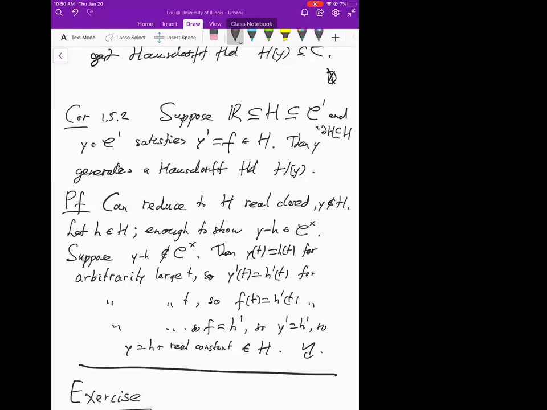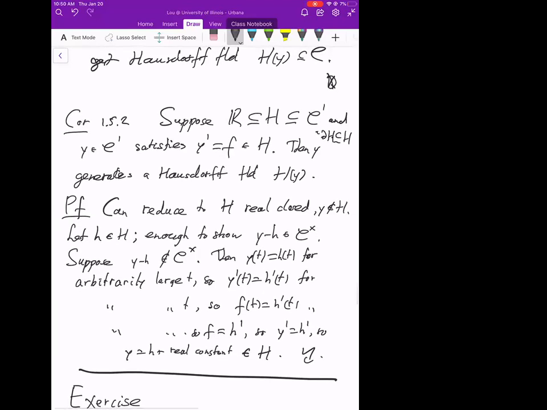Maybe I should say it this way: you have an infinite sequence t1, t2, t3, which goes to infinity, where y equals h, and then between any tn and tn plus 1, you will have also a zero of their derivatives. I see, so it's not the same t. For arbitrarily large t, and then for other arbitrarily large t, yes. I see. Thanks. For arbitrarily large t, we call that a quantifier.